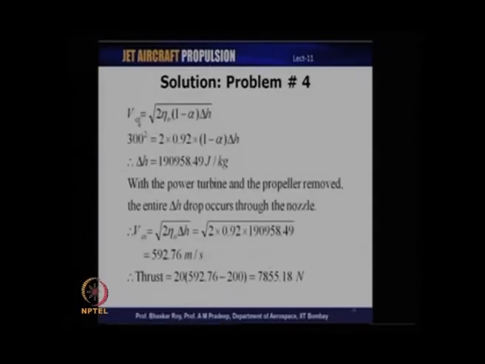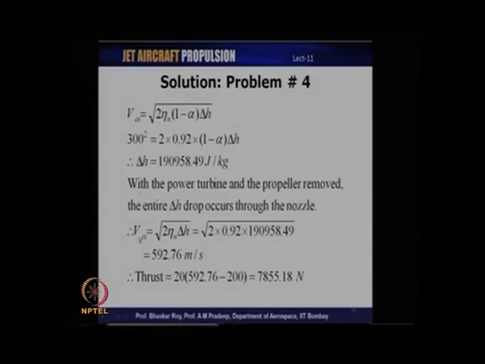We also know that exit velocity is equal to square root of 2 into nozzle efficiency into (1 minus alpha) into delta H. So, from this we can calculate what is delta H, because alpha delta H we have already calculated. So, delta H comes out to be 190958.49 joules per kilogram. Now, it is mentioned that if you remove the power turbine and propeller, what will be the thrust, which means that this entire delta H will now be available for expansion through the nozzle. Therefore, the exit velocity now will change.